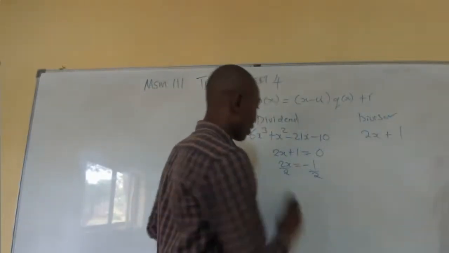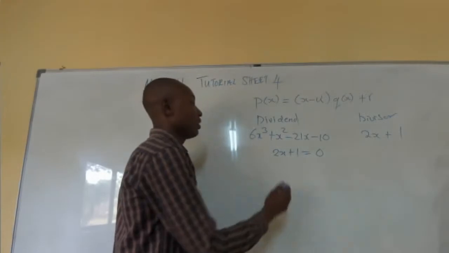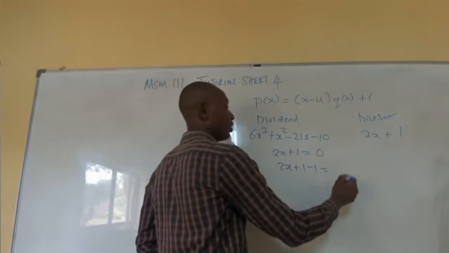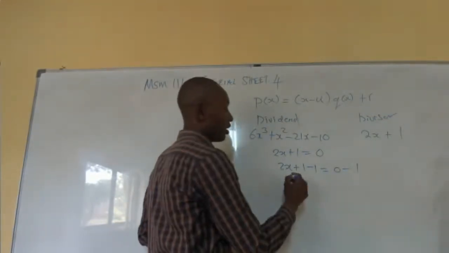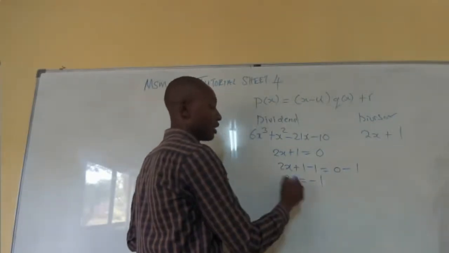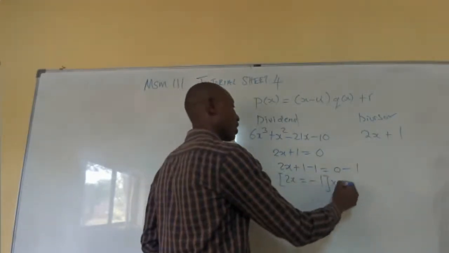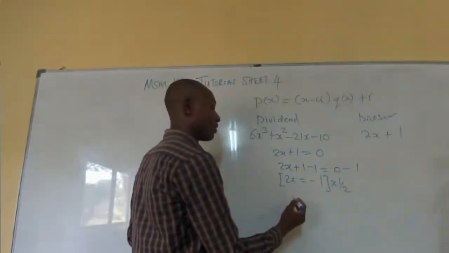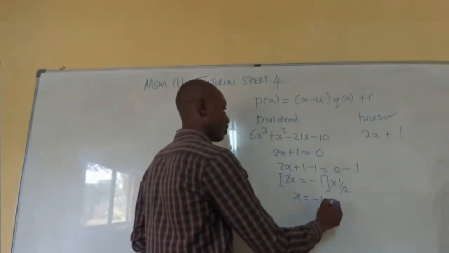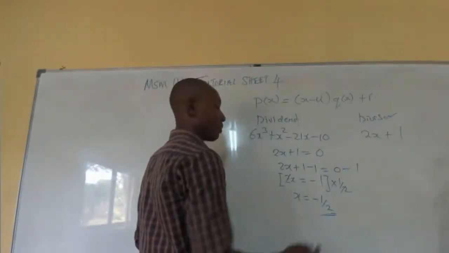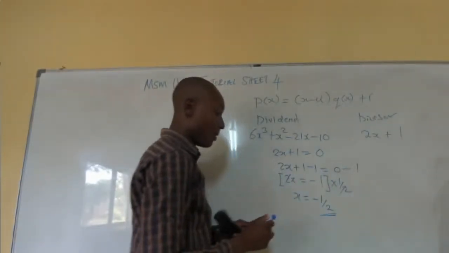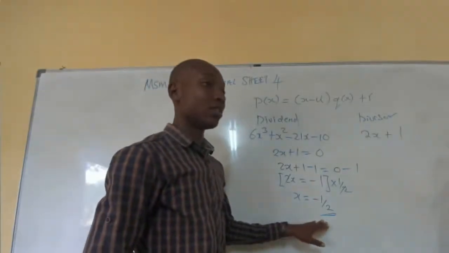So let me write it like this. We're saying this is 2x plus 1 minus 1 is equal to 0 minus 1. Then we have 2x is equal to negative 1. Then I want to get rid of the 2, so I'm going to multiply both sides by 1 over 2. So we are going to have x is actually equal to negative 1 over 2, because this 1 over 2 is multiplying both the 2x and the negative 1. So now we have x is equal to negative 1 over 2.